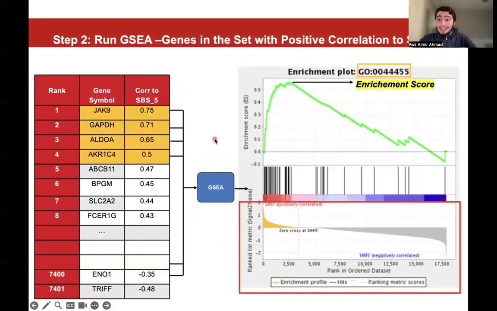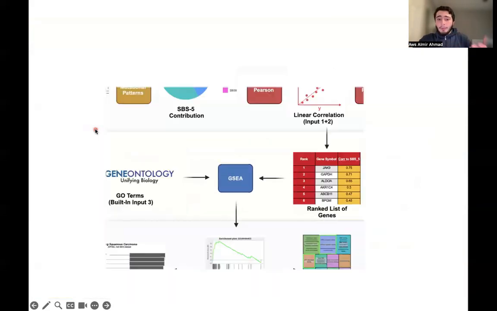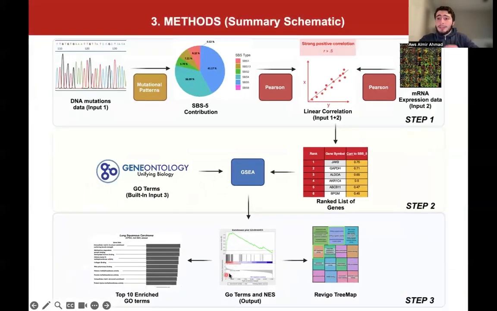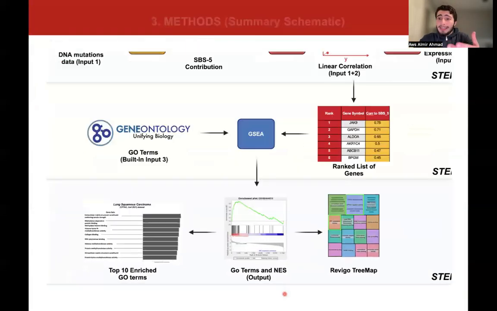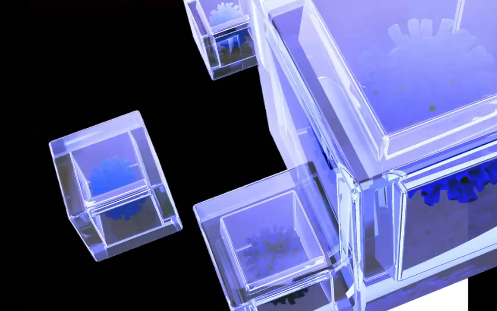GSEA repeats this exact process for all of the GO terms that we have across the list. Essentially, we will then end up with GO terms and their respective overall correlation scores, or enrichment scores. And then we will be mapping our results and visualizing them, as you will see in the upcoming results slides.